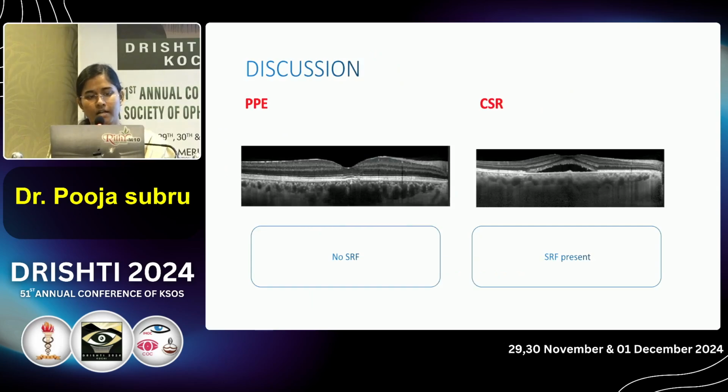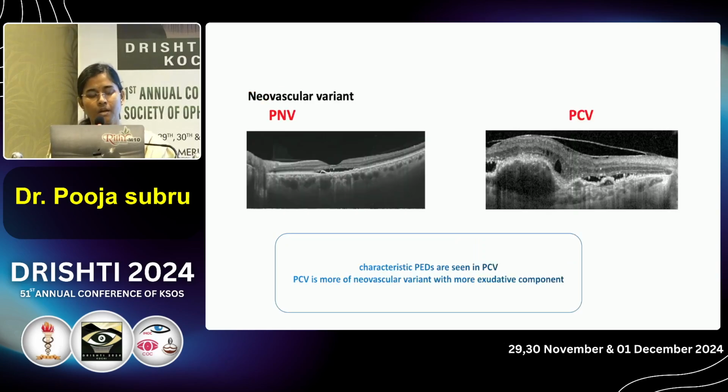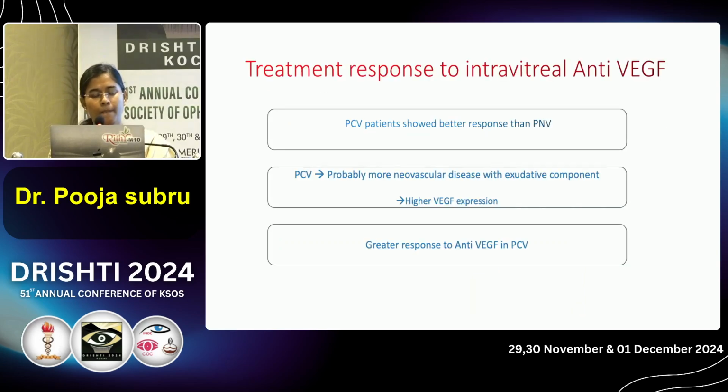PPE is an atrophic variant where there is no subretinal fluid, whereas CSR is the exudative variant associated with subretinal fluid. Both PNV and PCV are neovascular variants, where PCV is associated with characteristic PEDs as mentioned. PCV patients showed better response than PNV.